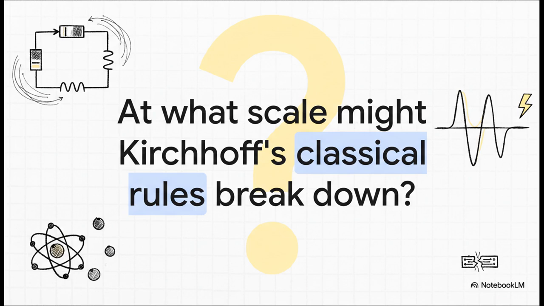But that leads to a really interesting question. These rules work in a model where we assume the circuit is small and things happen instantly. At what point do they start to fail? When you get to extremely high-frequency AC circuits, or down to the nanoscale where quantum effects kick in, where do these beautifully reliable classical rules finally begin to break down?